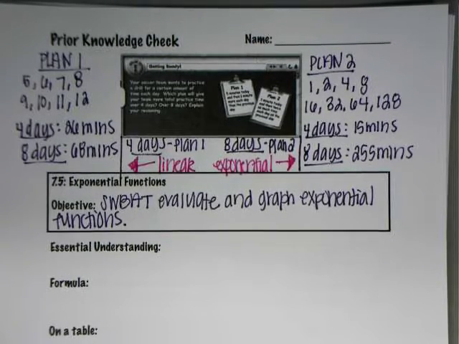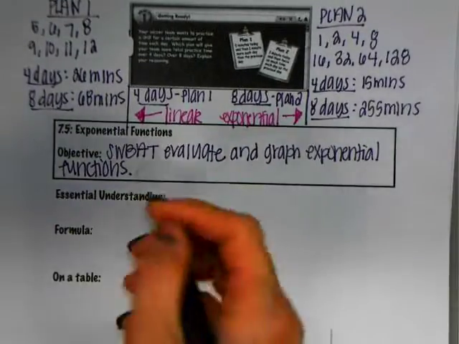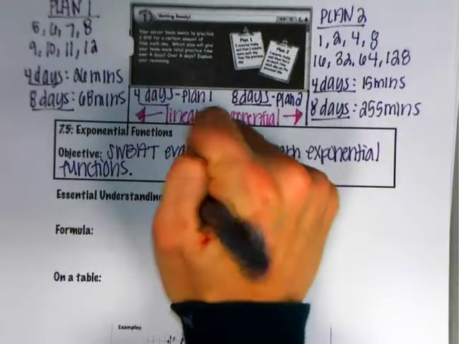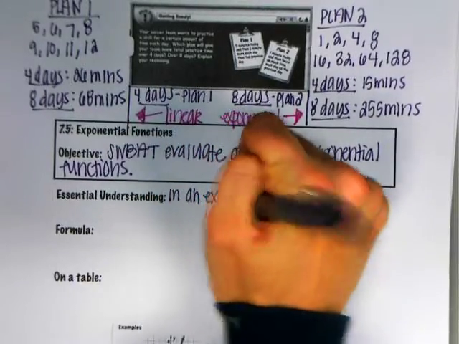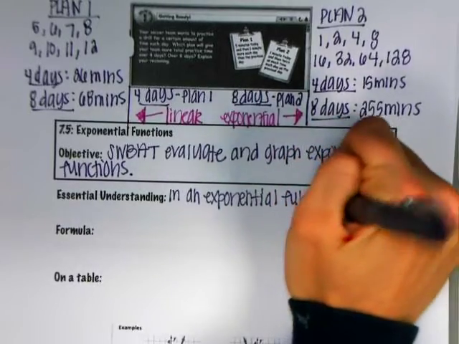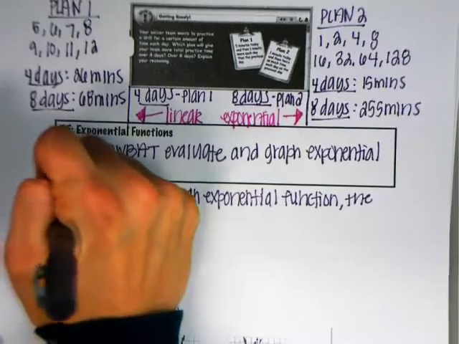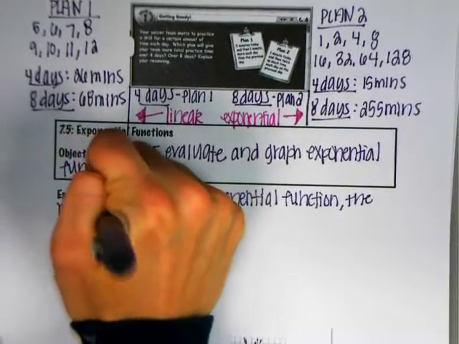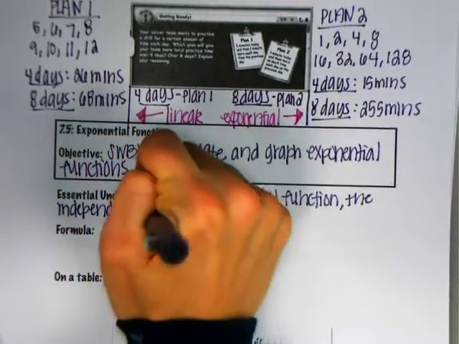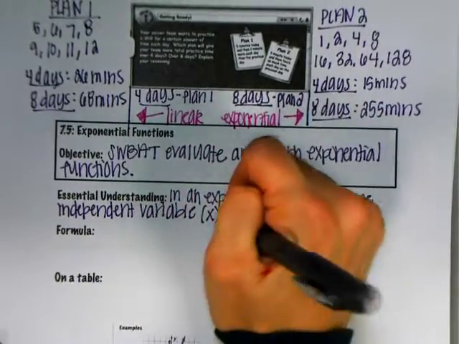All right. So essential understanding for this: in an exponential function, the independent variable, which usually is x, is an exponent.